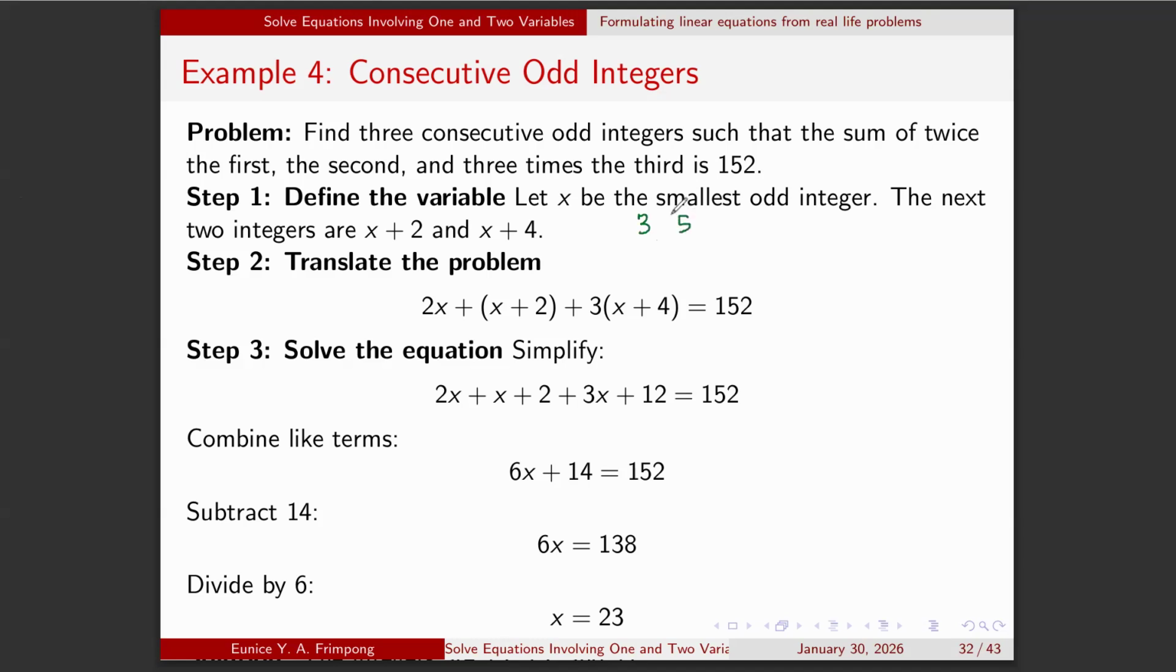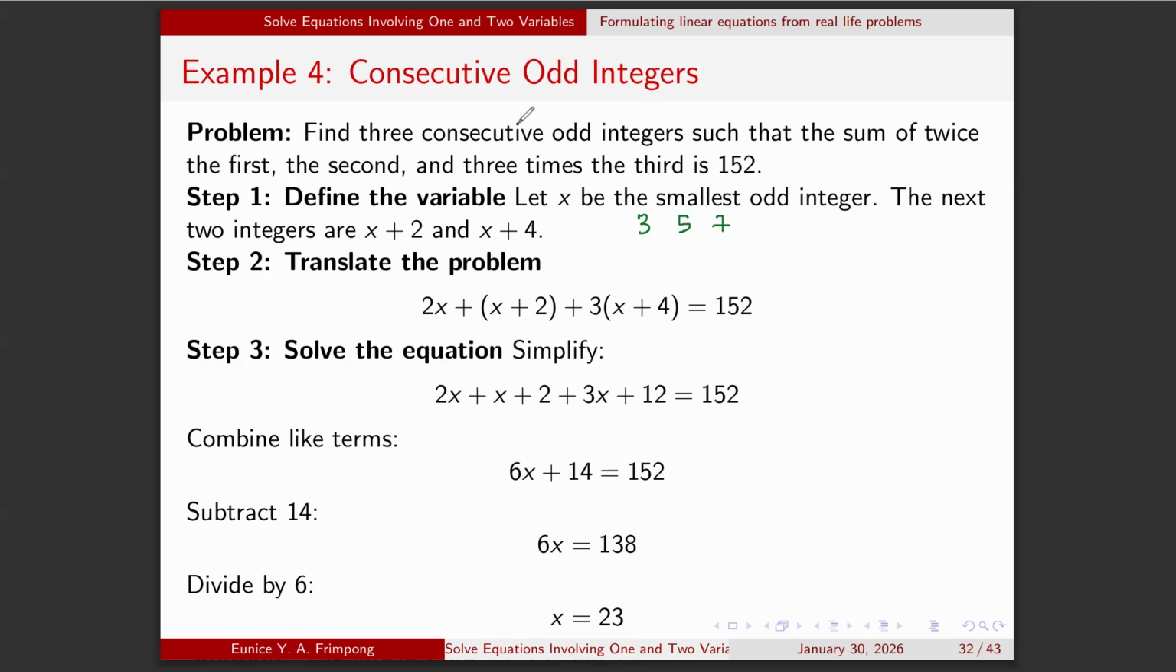It has to be the next odd number. And then the next odd number is what? 7. The first odd number I chose was 3. Then the next odd number has to be 5. The next odd number will have to be 7 because they follow up like that. And these are odd numbers. It cannot be 4 because 4 is an even number.